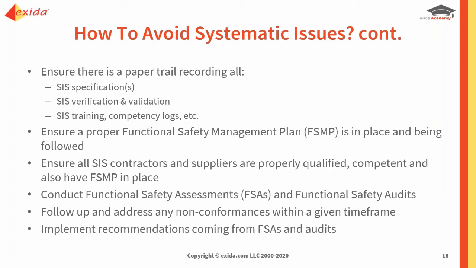So how can we avoid systematic issues? We can ensure that the paper trail is there recording all the specifications, verification and validation activities. We have all the test results, all the training and competency logs are recorded. We make sure our functional safety management plan is in place and being followed. And we ensure that all the contractors and suppliers that we're using are properly qualified, competent, and also have the correct FSMP in place. We should be conducting functional safety assessments and functional safety audits.